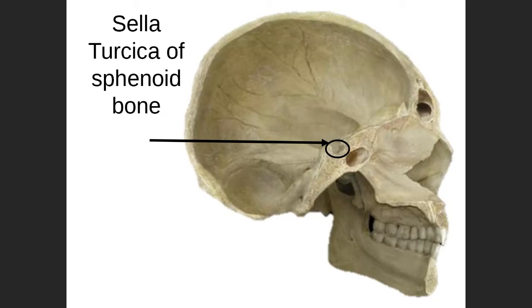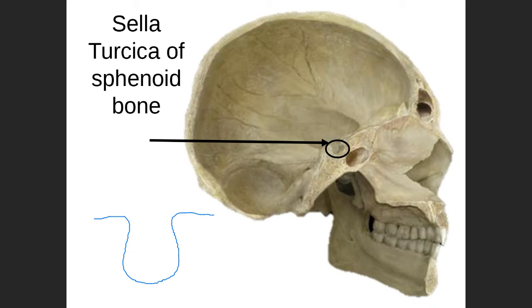If we take a closer look, we have this structure here, this kind of cup. We call that the sella turcica, which actually stands for Turkish saddle. The pituitary gland sits right in here.